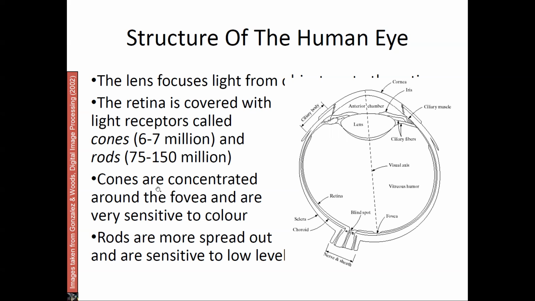The cones are concentrated on the different parts of the fovea and are very sensitive to color, whereas rods are more spread out and they are more in number, but their sensitivity is at a low level. So we have a smaller number of cones and a larger number of rods, but the rods have low-level sensitivity, whereas cones are sensitive to color. So based on this, the images are handled by the eyes and sent via the optical nerve to our brain to sense it. But whatever we do here is totally analog.